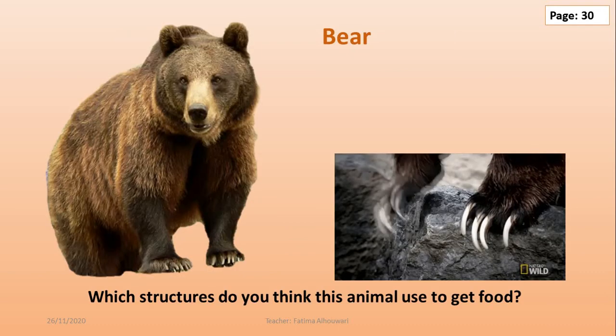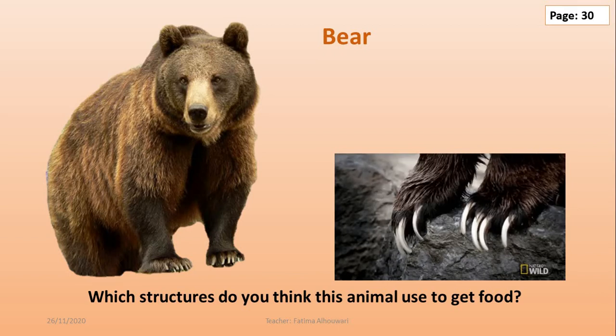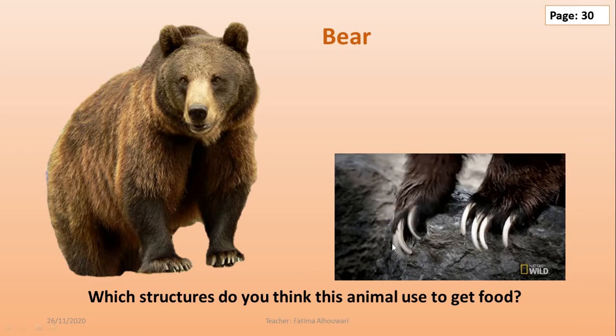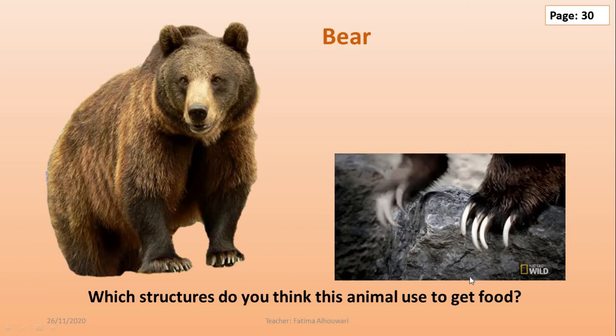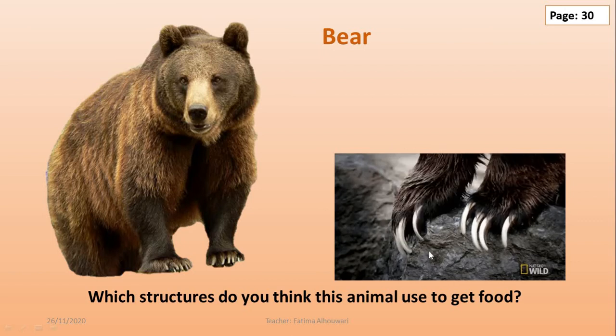Interesting. Let's see the next page, page number 30. This animal is called a bear. It's a very big bear. Let's see this structure on this bear. What's this, grade 1? It has long claws. They are very long.